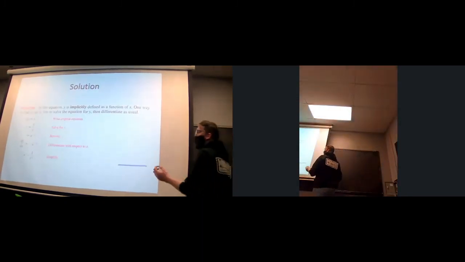I argue that this thing is an explicit function. The way we can see that it's explicit is because we can divide out that x and get y is equal to 1 over x, right? When we do that, we get our explicit function and then we can differentiate it.